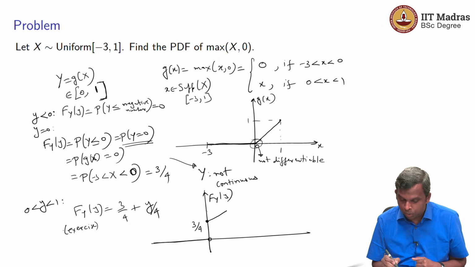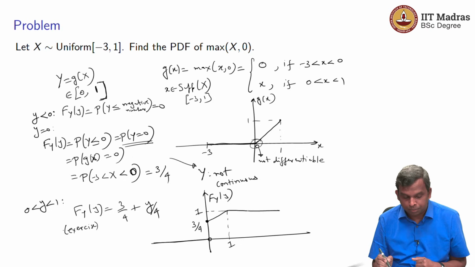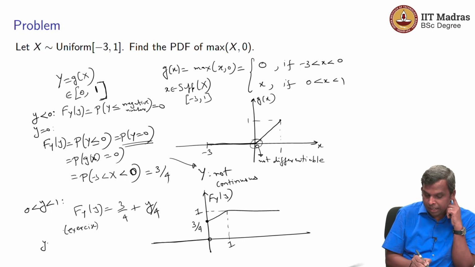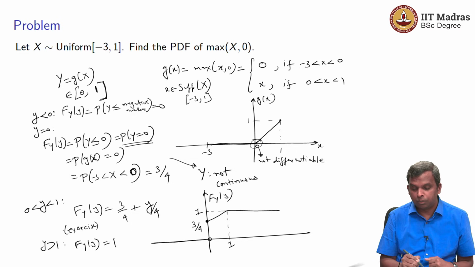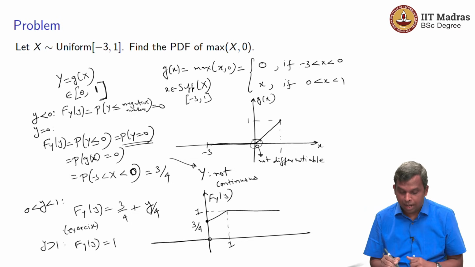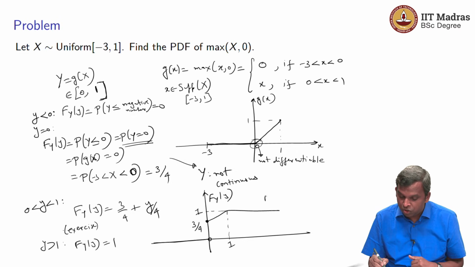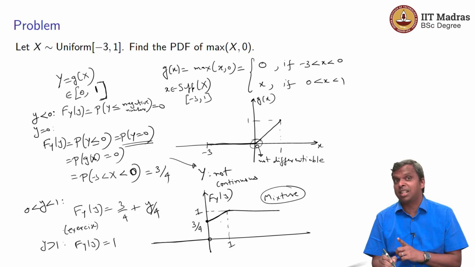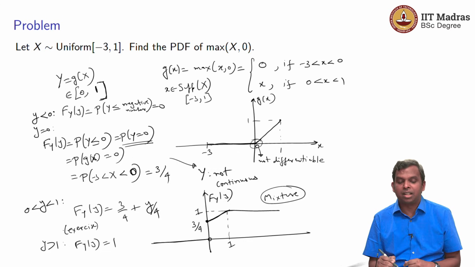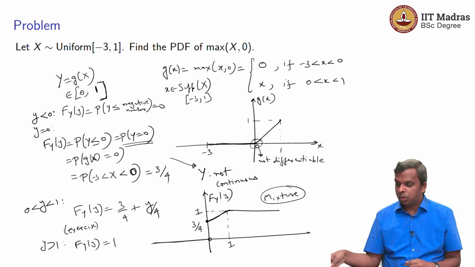Okay, so it goes up to 1 at 1, and then it stays at 1. So for y greater than 1, fY of y equals 1. So this is what happens here. You get a mixture, which is not a continuous distribution. You see there is a jump, and then there's also a part where it's increasing. It's not purely a discrete distribution. It's a mixture distribution. So this can happen.